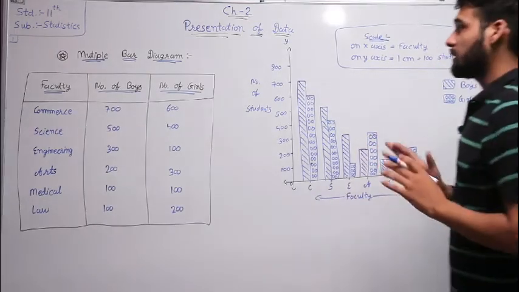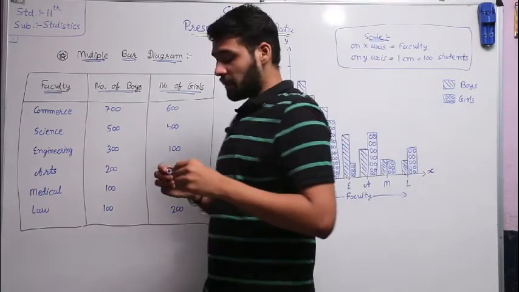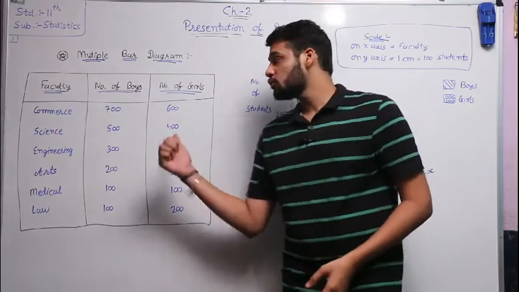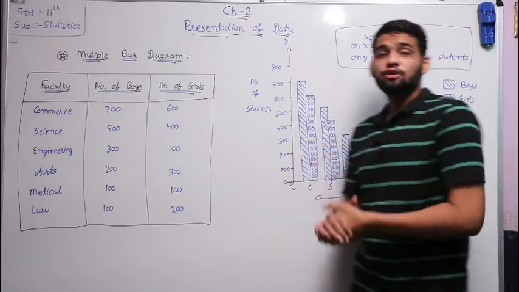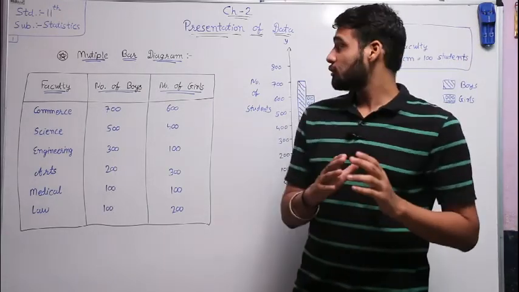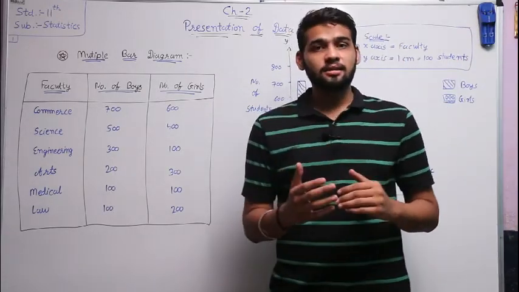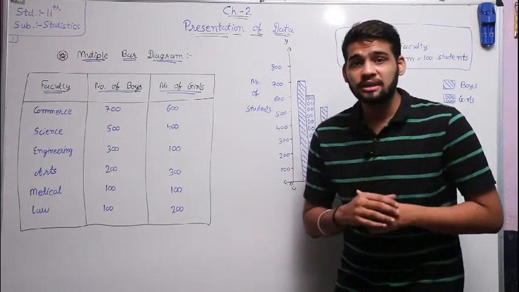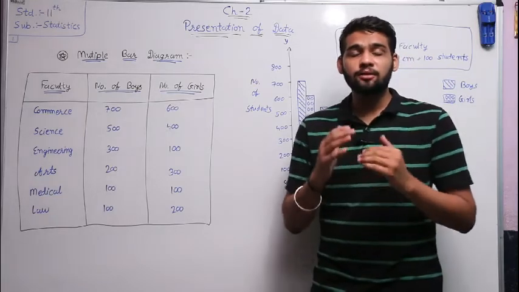So I hope you all are understood how to prepare multiple bar diagrams. So students, please note down in your notebook, and this graph is prepared on your graph book. Okay students, so I hope you all are understood, and in next lecture we will discuss next type, third subtype of one dimensional diagram, simple divided bar diagram.